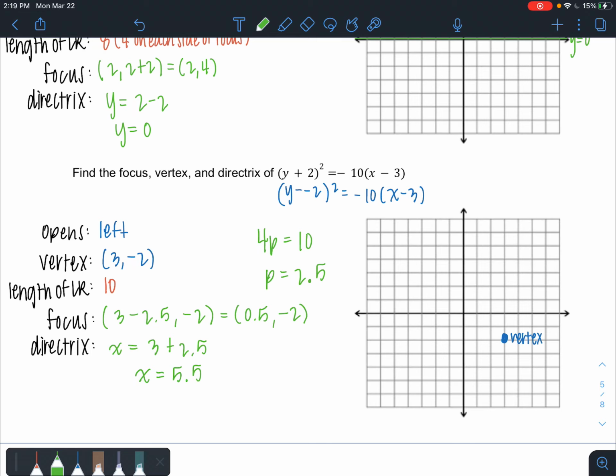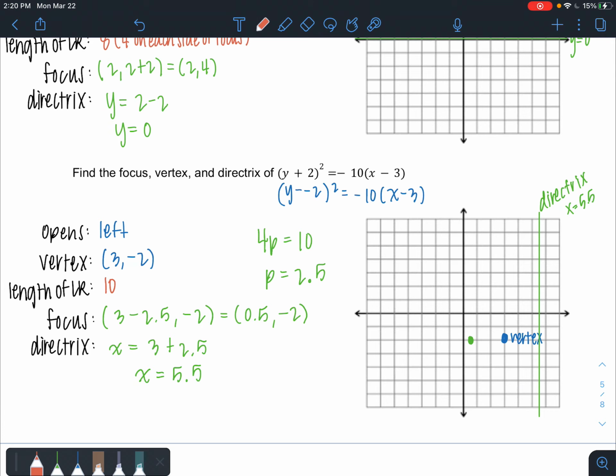1, 2, 3, 4, 5.5. So that's not quite where I want it to be. All right, so that's my directrix, x equals 5.5. My focus is going to be above that, right there. The focus is always going to be on the inside. The directrix is always going to be outside of it. So that's an easy check for you.